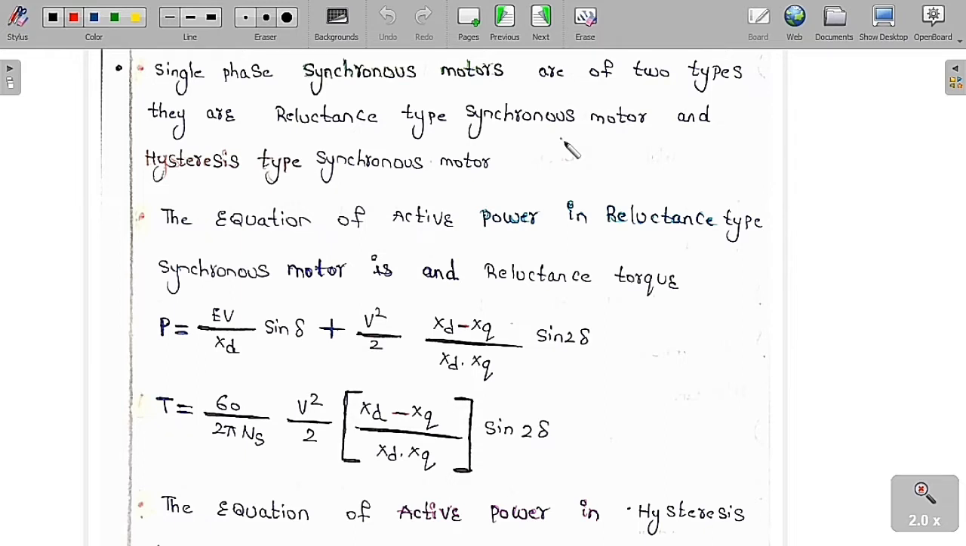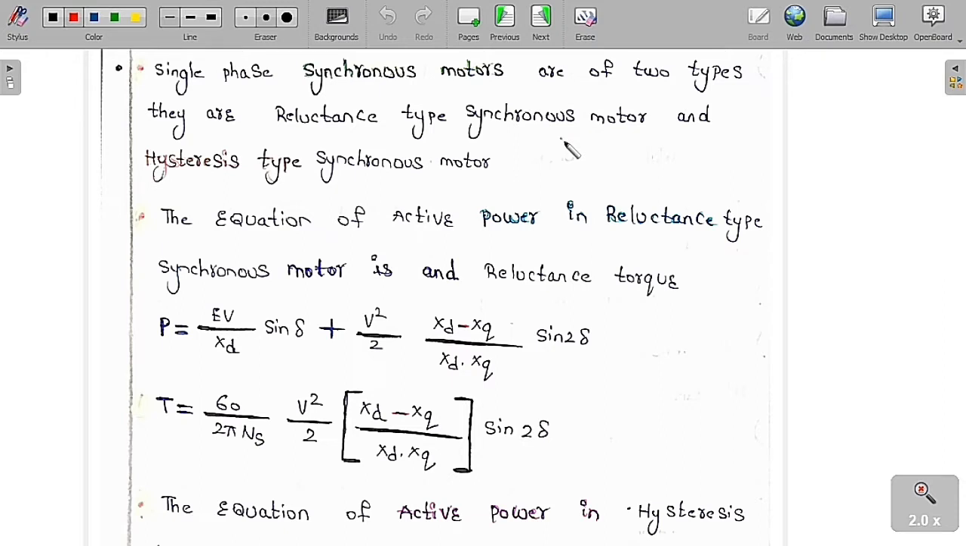So single phase synchronous motors are of two types. One is called the reluctance type synchronous motor and the eccentric type synchronous motor. So these are the two different types of single phase synchronous motors.